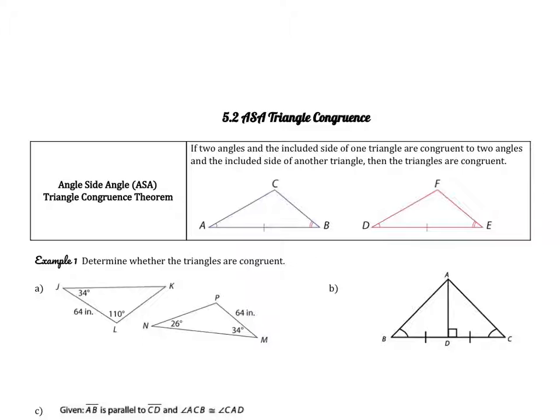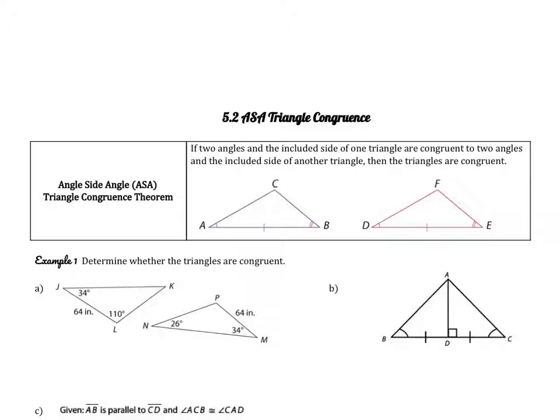Today we are going to learn about angle, side, angle triangle congruence. Previously we talked about CPCTC, which is corresponding parts of congruent triangles are congruent. With CPCTC, you have to show that all of the corresponding parts, meaning sides and angles, are congruent to prove the triangles are congruent.